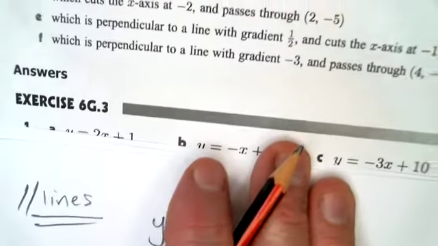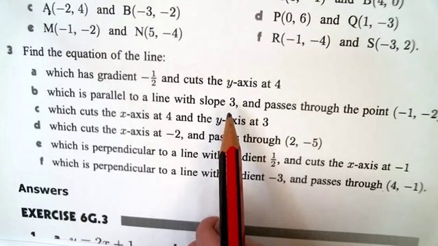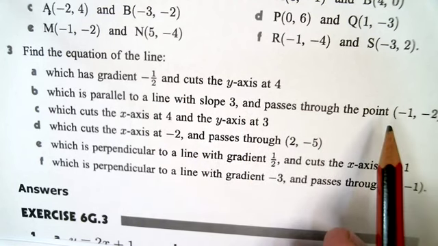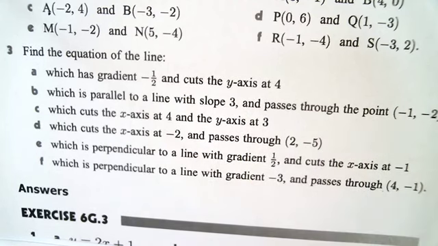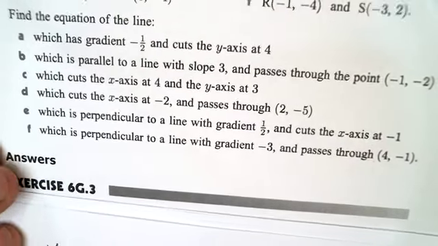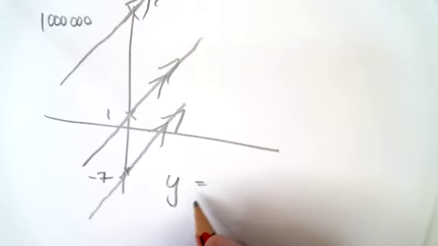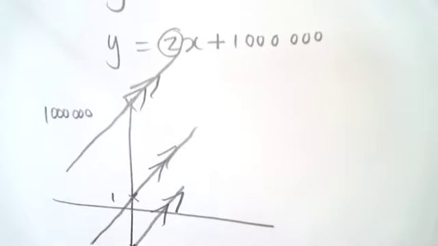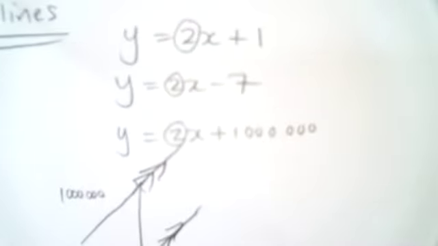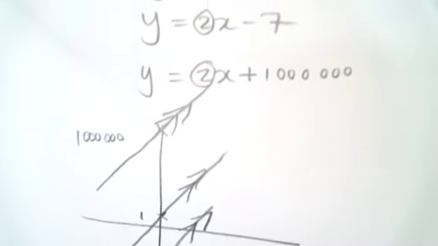So in this case, we've got a question, and it says, which is parallel to a line with a slope of 3 that passes through this point? Well, we can really find any at all. So let's find, first of all, the formula. We've got y is equal to mx plus c. We're told the line has a slope m value of 3, and passes through the point.